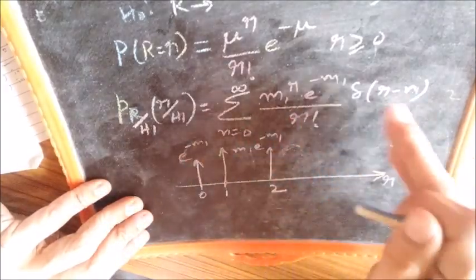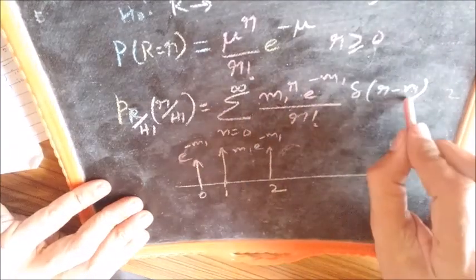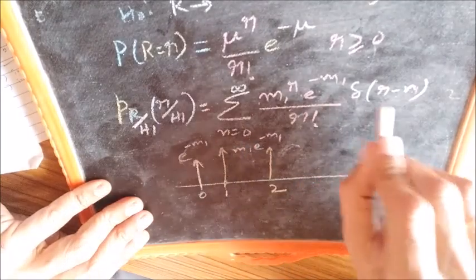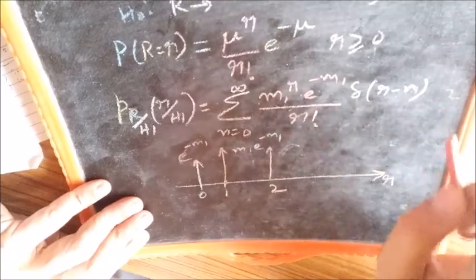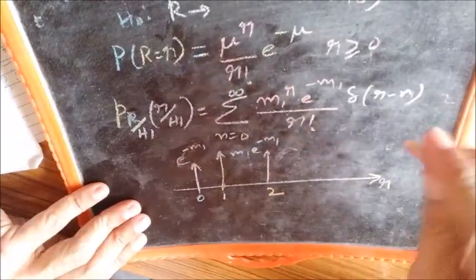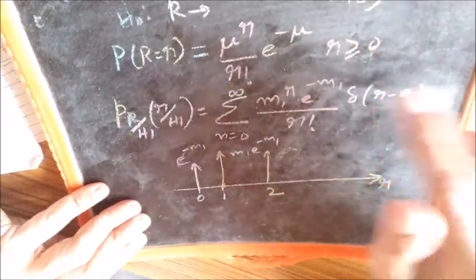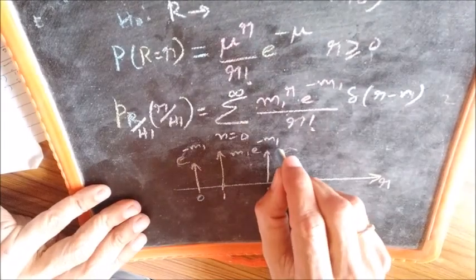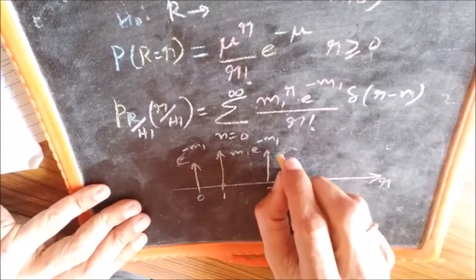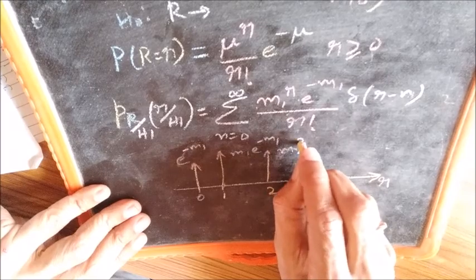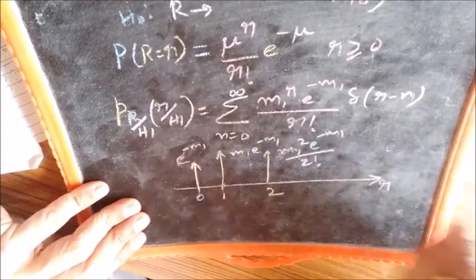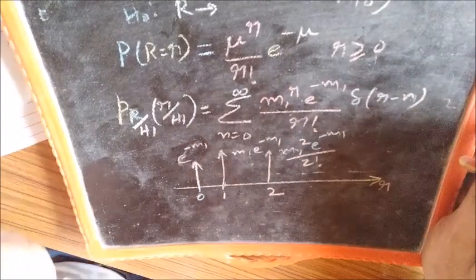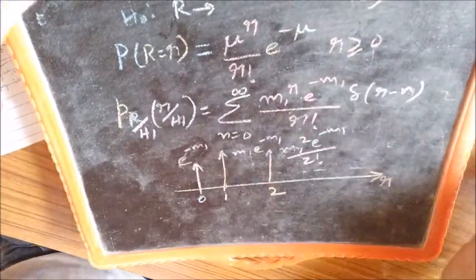So when you open it up for n0, n1, so n0 it will be delta 2 which is 0, n1 it will be delta 1 which is 0, n2 it will be delta 0 which is the impulse that you get, and then for other values of n it will be again delta will become 0. So here also you will get an impulse at R is equal to 2 which has strength m1 square e power minus m1 by 2 factorial. So like this it goes on. So this is how this density function looks like.